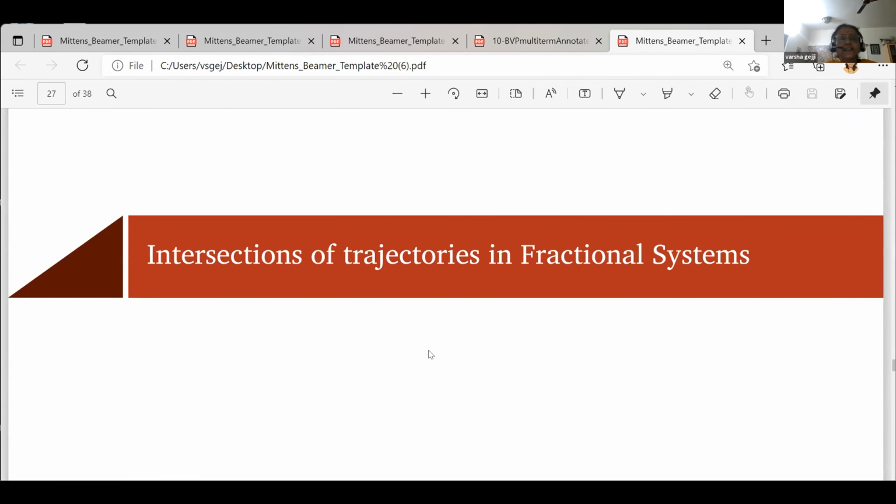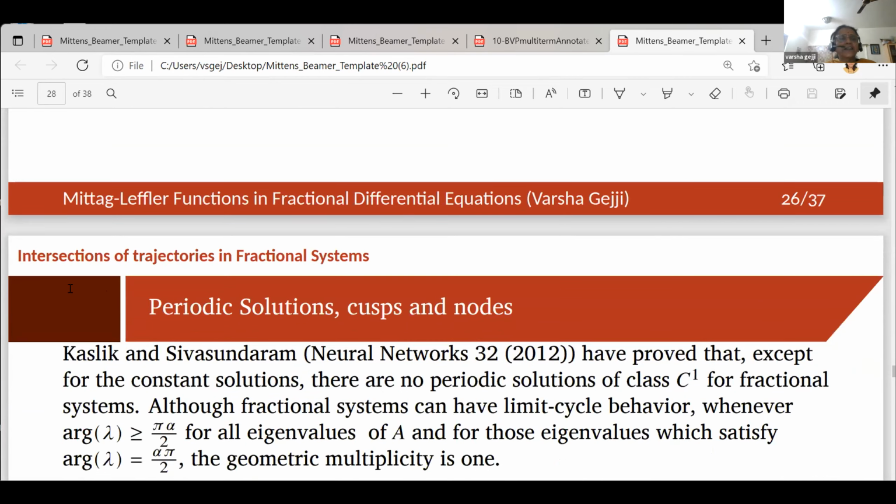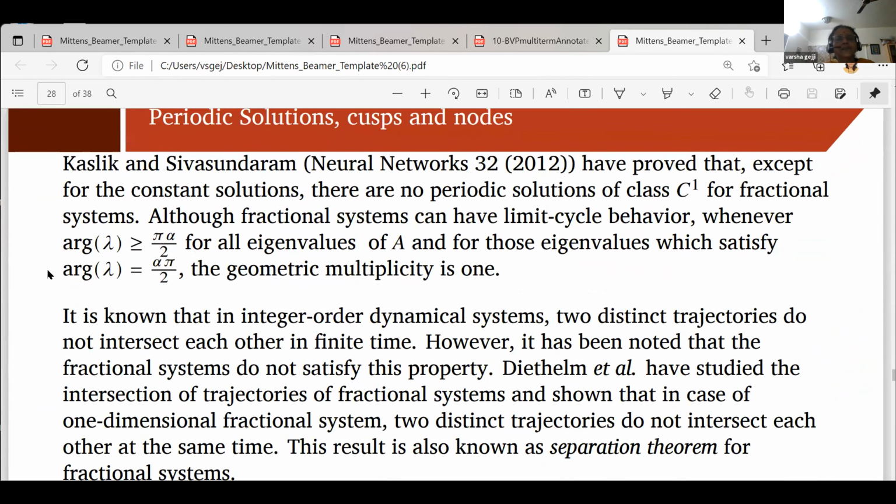Now comes the interesting story of intersection of trajectories in fractional systems. Let us see in the literature that Kaslik and Sivasundaram, in this paper in Neural Networks, have proved that except for the constant solutions, there are no periodic solutions of class C1 for fractional systems. So you do not get exact periodic solutions, although fractional systems can have limit cycle behavior whenever the argument of lambda is greater than or equal to alpha pi by 2. Iva Kaslik's lecture which she gave just now might modify this argument, maybe an index or something will come here. With that small modification, this is the result.